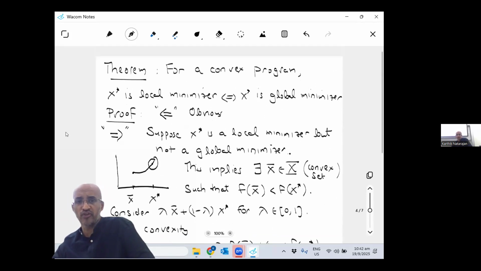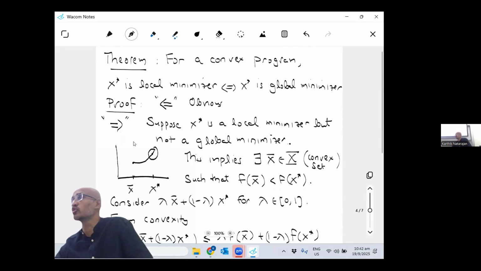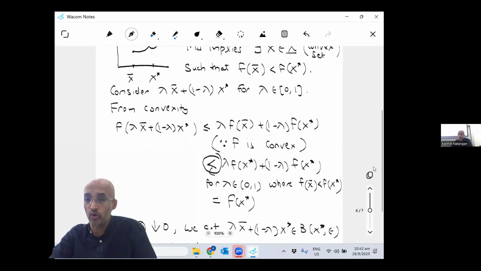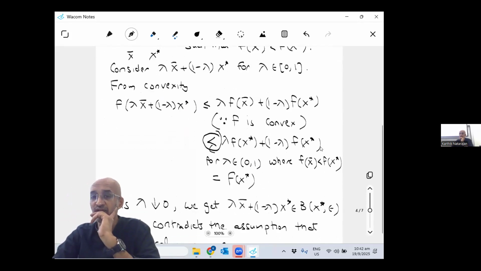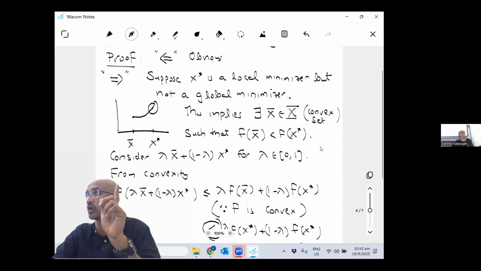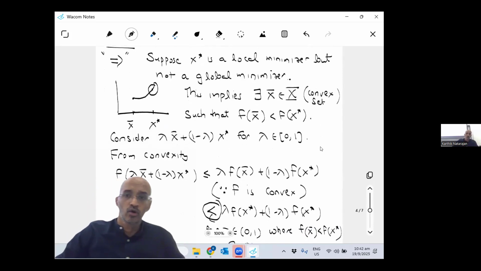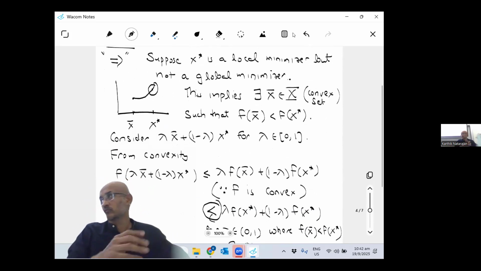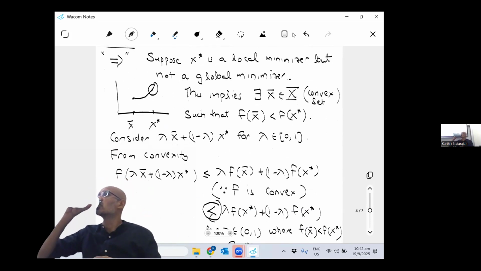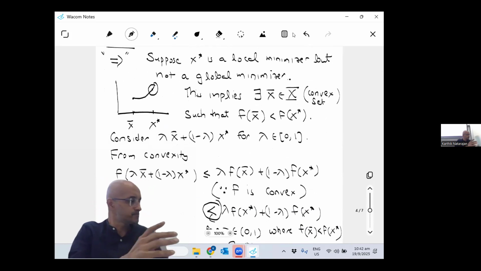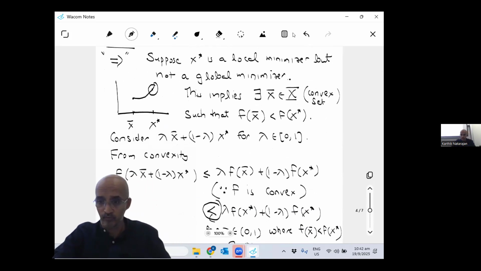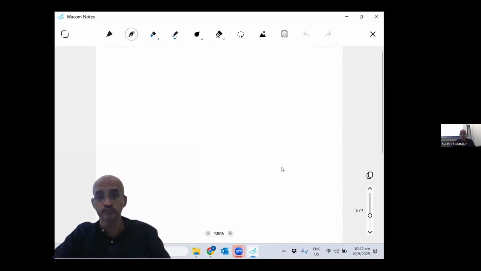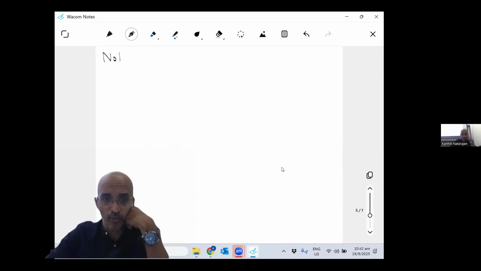So this is a simple, but very useful property: for a convex program, a local minimizer is a global minimizer. I want to make a couple of notes here, which we will do next. But any questions with the proof? Otherwise, I'll move on. No? Okay. So let me make two notes.